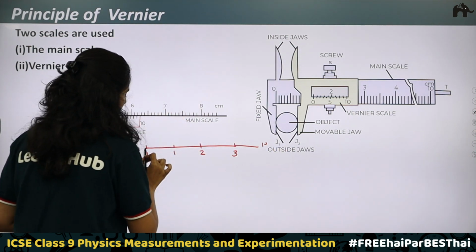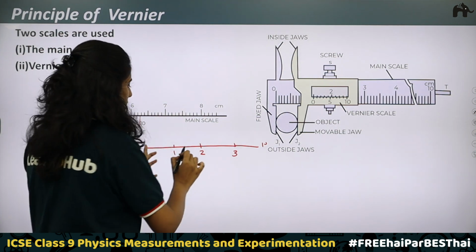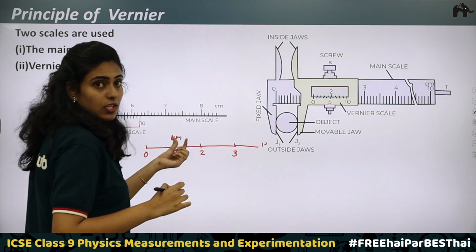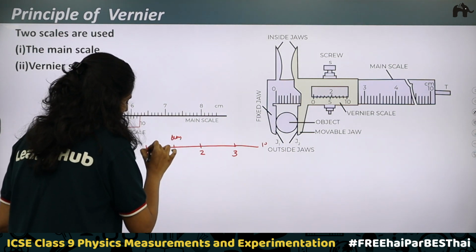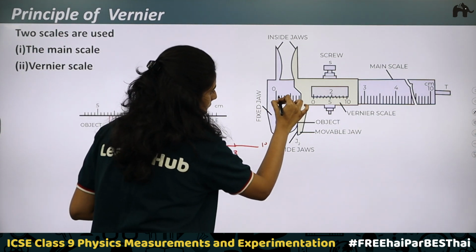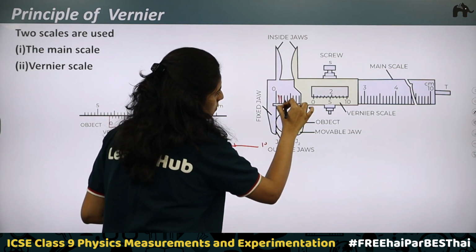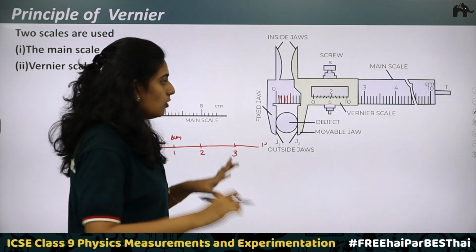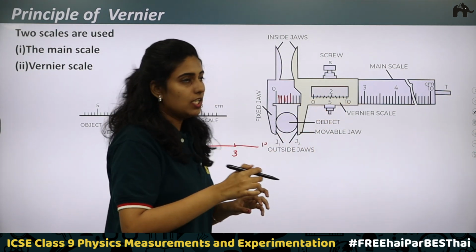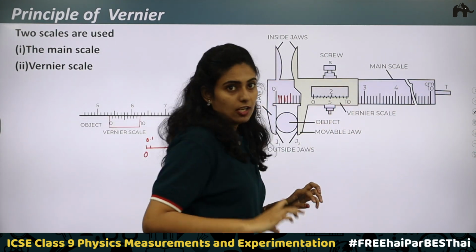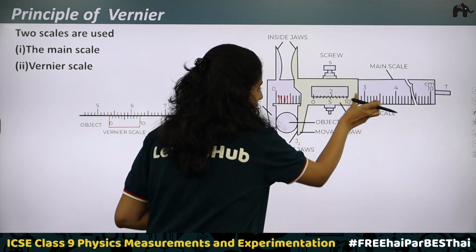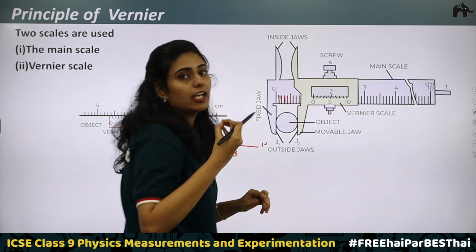When you take from 0 to 1, this is 1 centimeter, right? Each division will be 0.1. The very next value, this is 0.1, this is 0.2, 0.3, 0.4, 0.5. This is the main scale reading. Now you can see another scale above it. This scale is a movable or sliding scale. This can be moved, and the movement of the scale helps us give more accurate results.